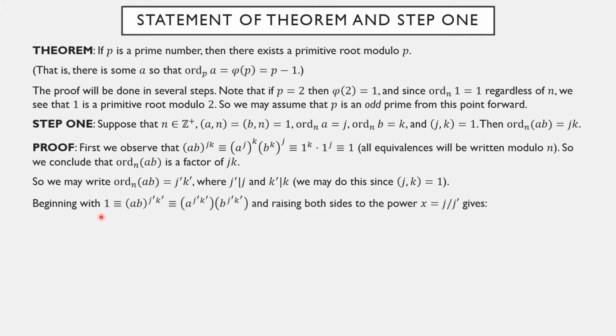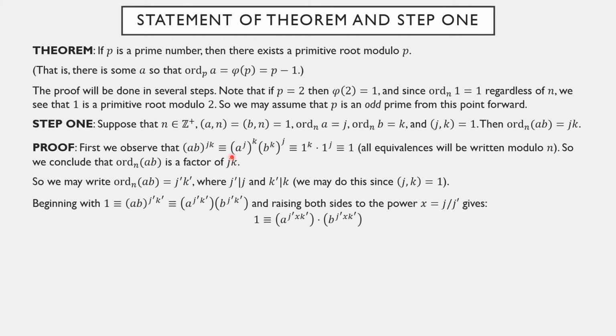We're using the fact that j and k are relatively prime. All right, so ab to its order, but its order is now written as j prime times k prime. So ab to its order is equivalent to 1. I distribute that exponent on both a and b. Now x is just going to be j over j prime. Since j prime is a factor of j, this x is in fact an integer. Raise both sides to the x power. Well, on the one hand, I'd have 1 to the x. I'm just calling that 1.